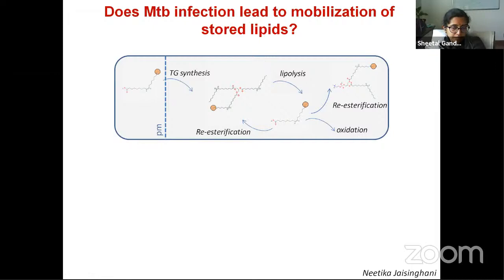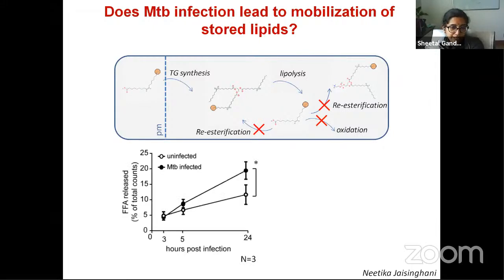Now, the funny thing about this is that it's very difficult to measure this because the fatty acid can be re-esterified back to the triglyceride by the step called re-esterification. And we would block these re-esterification and oxidation steps so that we could measure the lipolysis. So by doing this, we were able to find that over a period of time, if you looked at the amount of fatty acid released by the cells, of course, the uninfected cells release some fatty acid, but the TB-infected cells could release much higher levels of fatty acid over a period of time, suggesting that there is lipolysis happening upon infection, which is higher than that in uninfected cells.